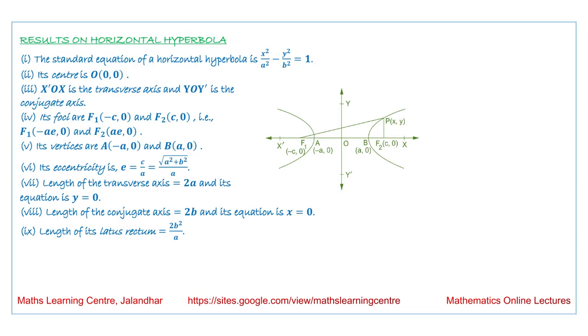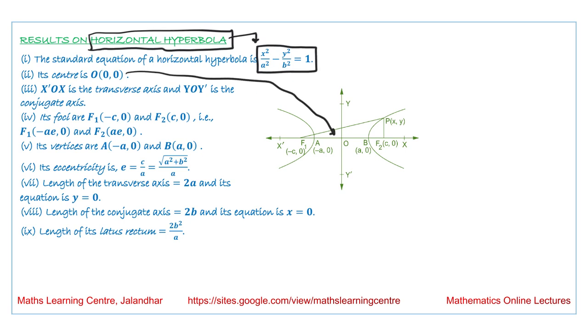So we have listed all the results related to the hyperbola on this slide. We are talking about the horizontal hyperbola. Horizontal hyperbola means the transverse axis is the x-axis. The standard equation for this is x square over a square minus y square over b square is equal to 1. The center of this hyperbola is (0, 0). The transverse axis is x'Ox, and the conjugate axis is y'Oy. It is perpendicular to the transverse axis and passes through the center O.